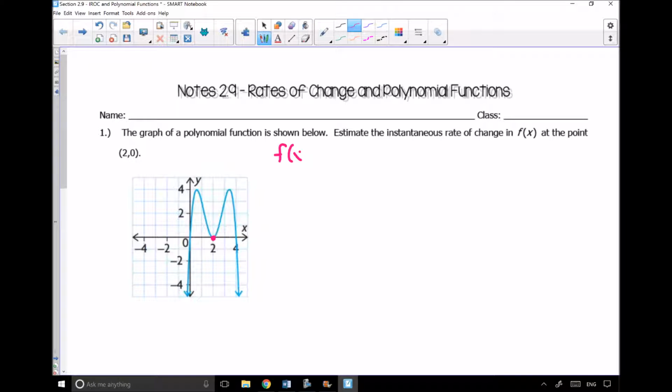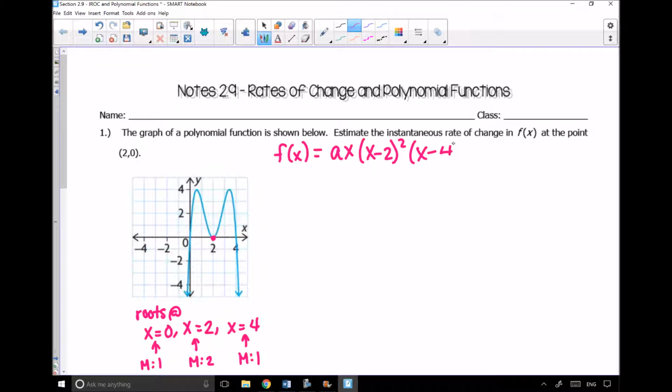So I know that I have roots at x equals 0, at x equals 2, and at x equals 4. This one has a multiplicity of 1. This one has a multiplicity of 2, and this one has a multiplicity of 1. So I know that I'm going to start off with a function that says f of x equals some type of a value times x, minus 2 to the power of 2, because it has a multiplicity of 2, times x minus 4.